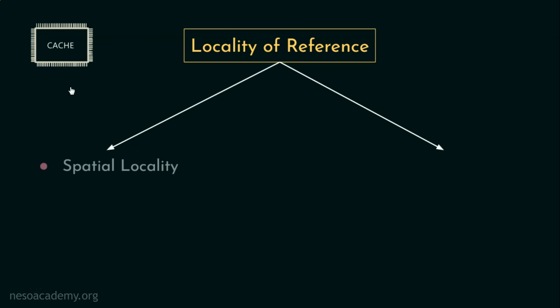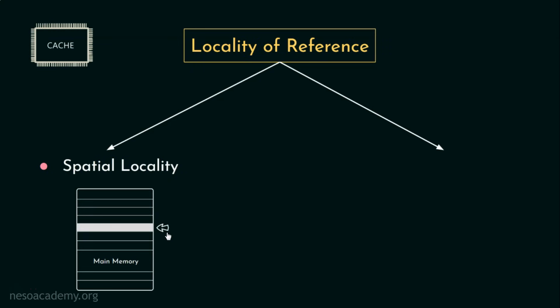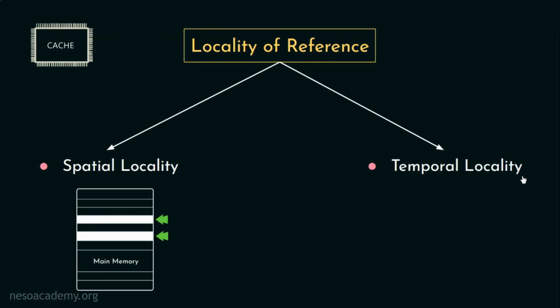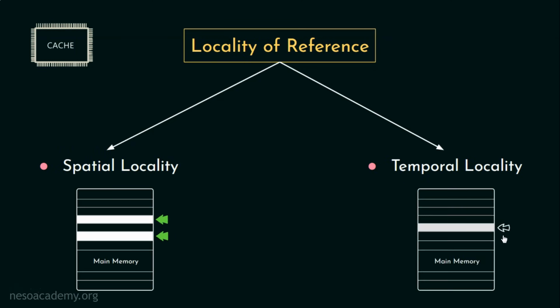The first approach is based on spatial locality. It means at a particular point of time, if a memory location is referred to by the processor, chances are the nearby locations will probably be referred to in the near future. The next approach is based on temporal locality. It means if a memory location is referred to, then there are chances that it will be referred to again. This idea will be clearer during the study of cache replacement policies.